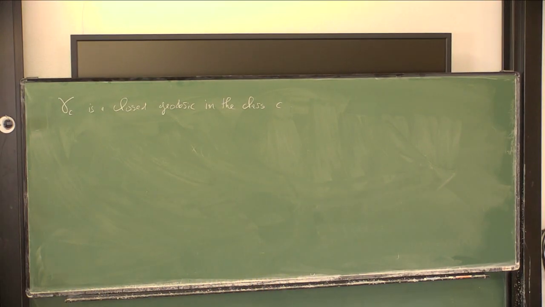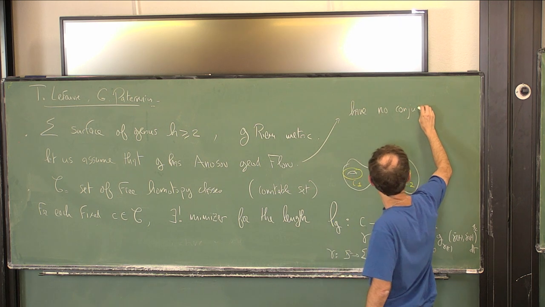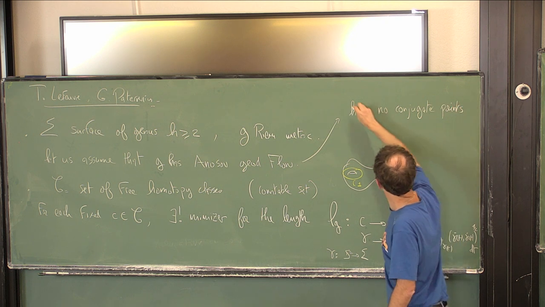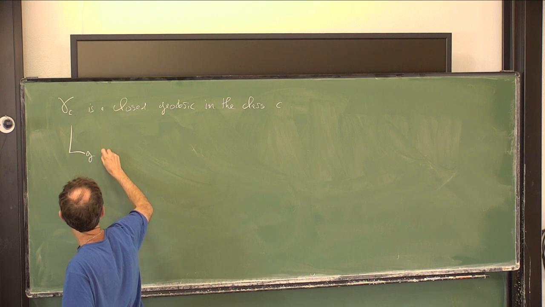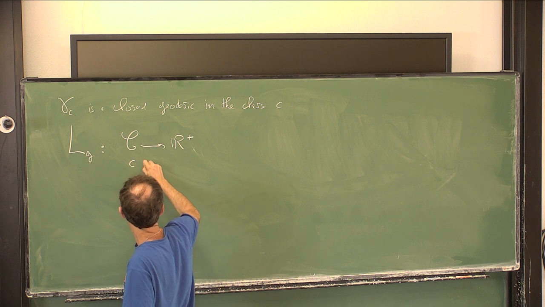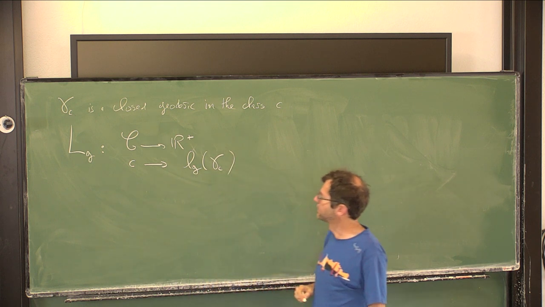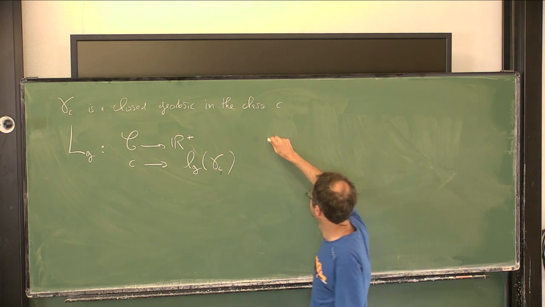So I should add here that such metrics have no conjugate points, by a result of Klingenberg and Mañé. And now the Markov spectrum, I will denote it by L_g, is a map on the set of classes. For each class C, you associate the length of this gamma_C, which is the unique geodesic in the fixed homotopy class. So this is the Markov spectrum.